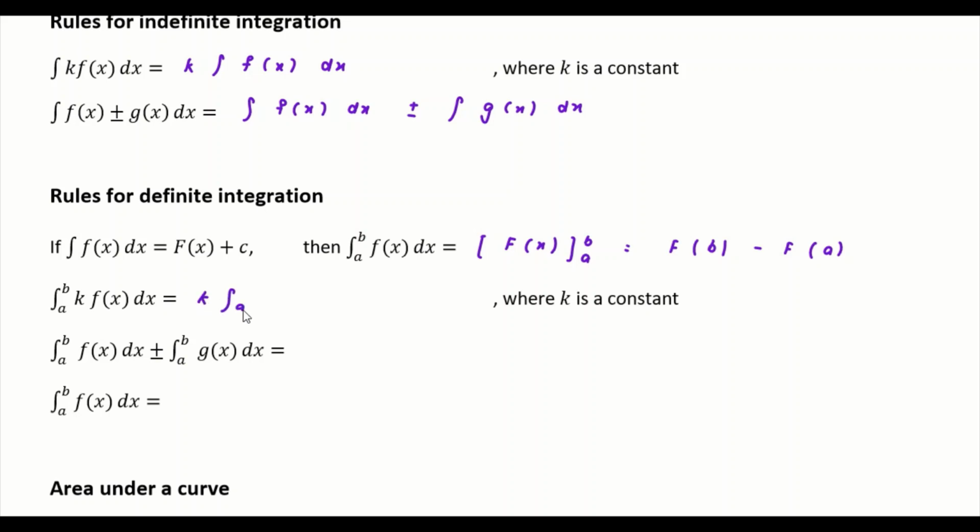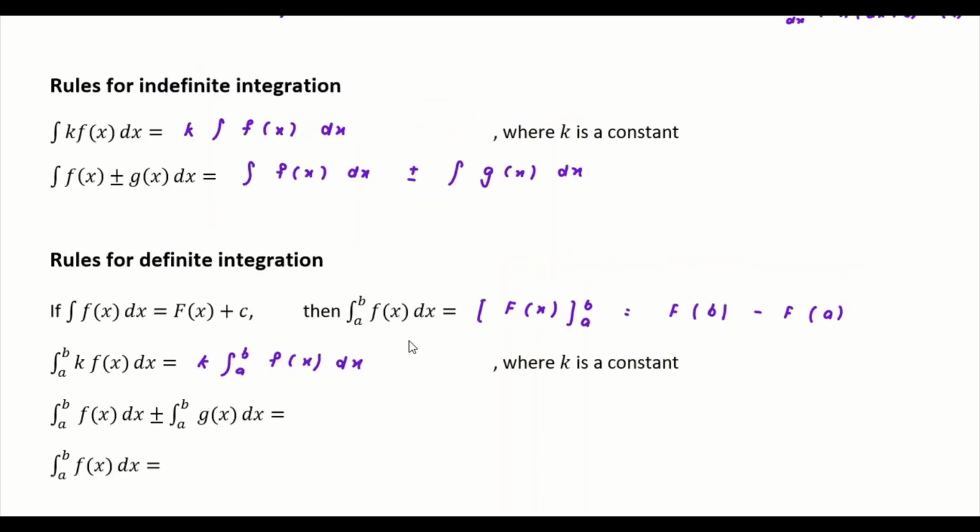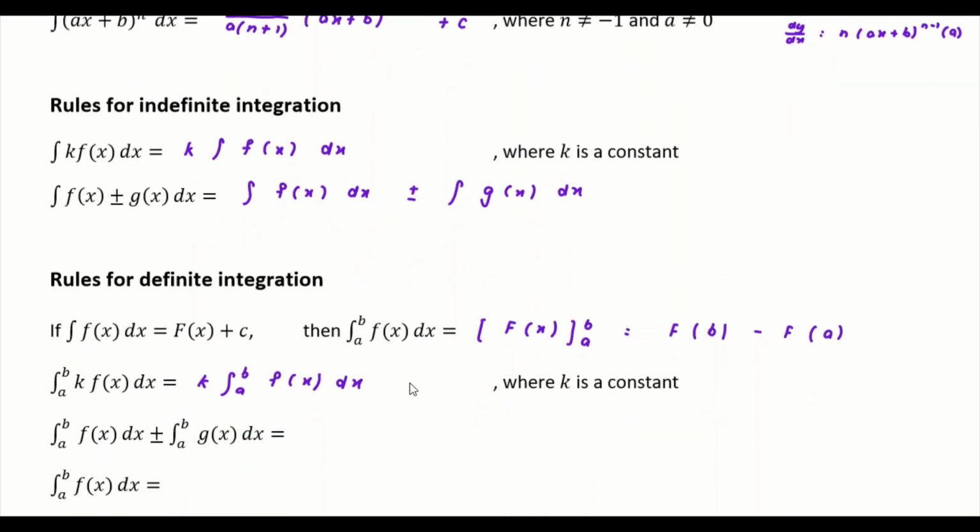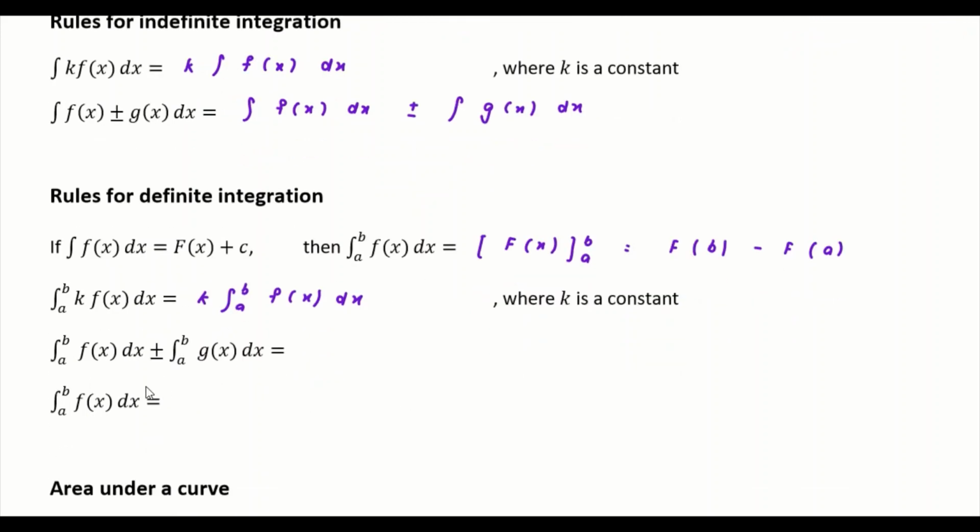So take out the k, then everything stays the same. So f of x plus dx. Alright, because this is the finite integration, we don't have a plus c here. Okay, then after that, the third one.